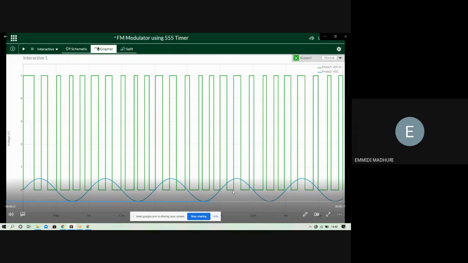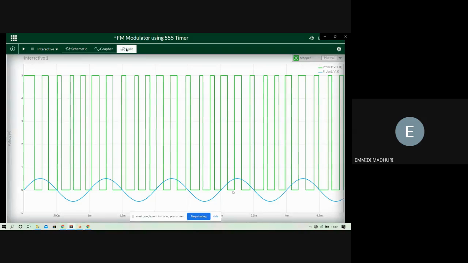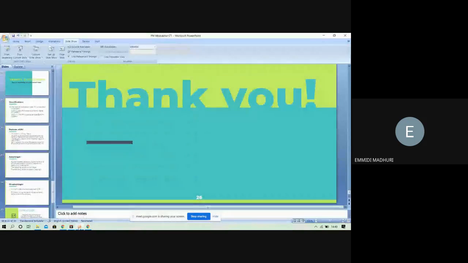This is the output waveform of the modulator circuit. As the frequency is modulated and two different frequencies are obtained, we get two outputs from the positive and negative half cycles. Thank you.